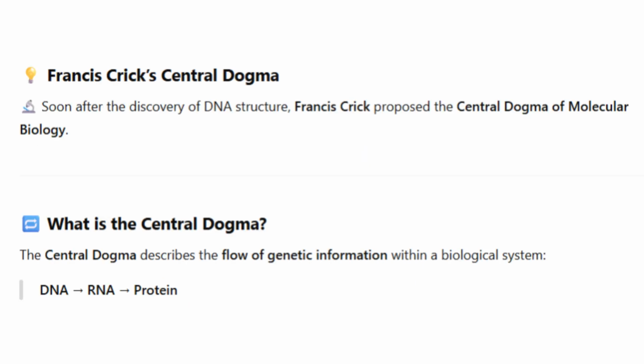Francis Crick's central dogma. Soon after the discovery of DNA structure, Francis Crick proposed the central dogma of molecular biology. What is the central dogma? The central dogma describes the flow of genetic information within a biological system: DNA to RNA to protein.